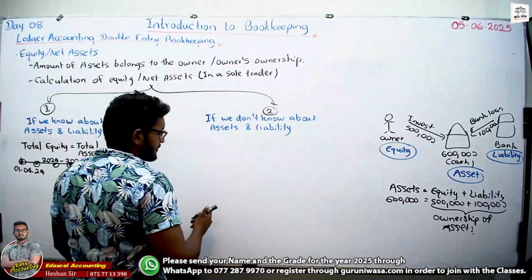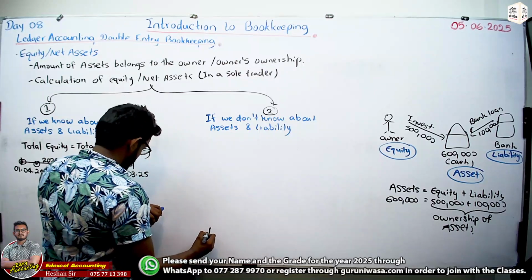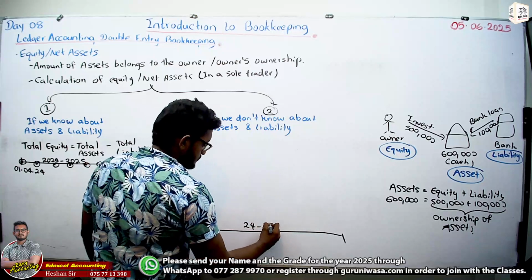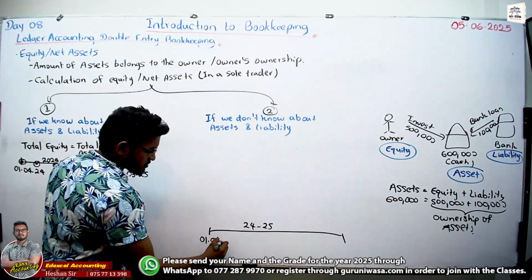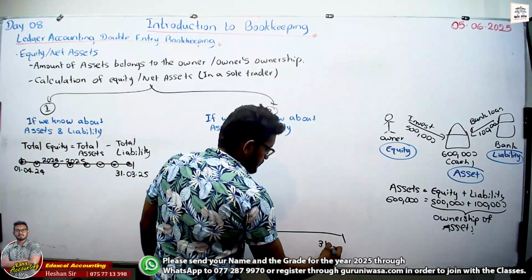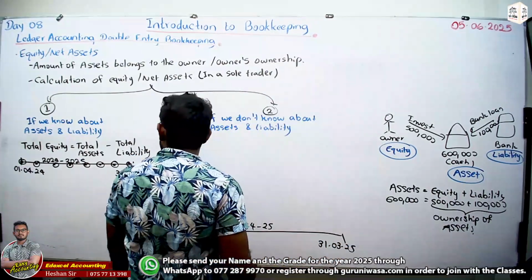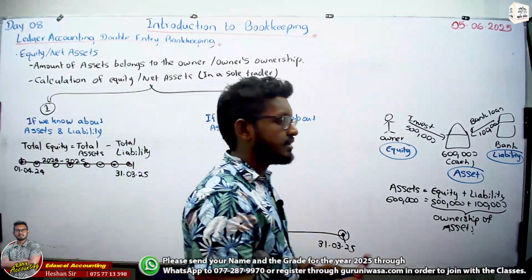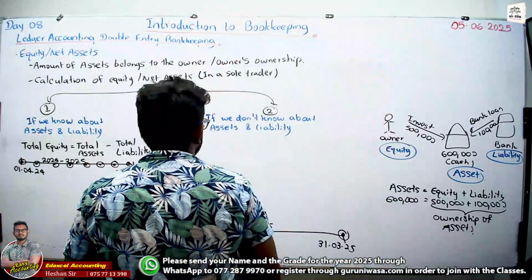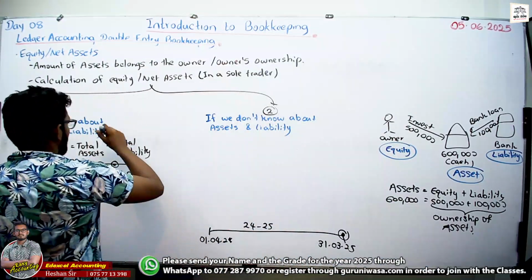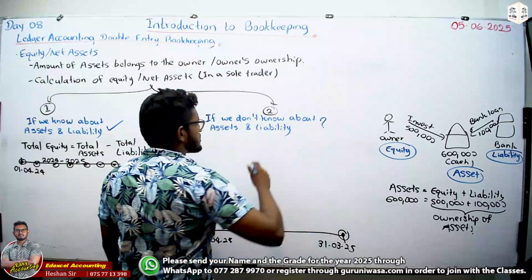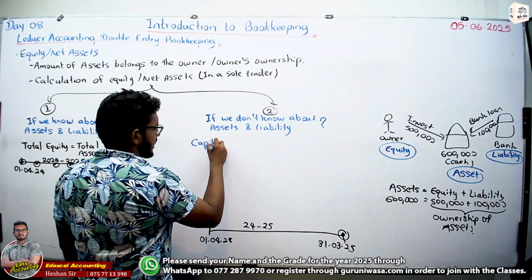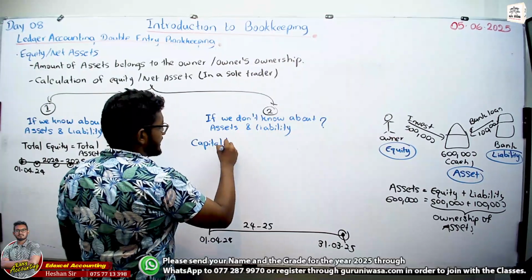But in this next formula, we can calculate equity only at the ending date, 31st of March 2025, in the second year. If you don't know about the business assets and liability, how to calculate? First, we take capital. Capital means beginning equity.